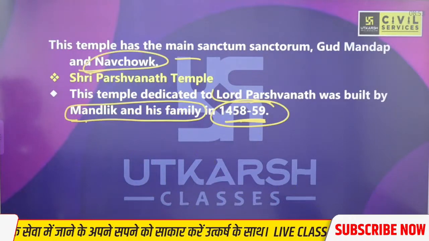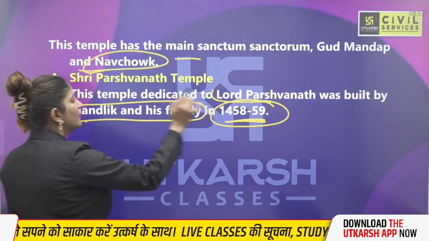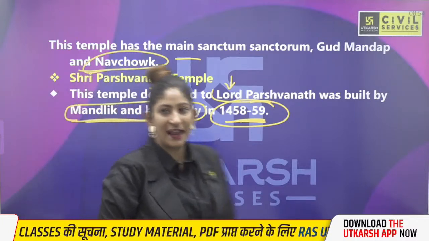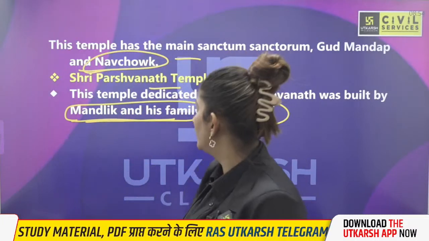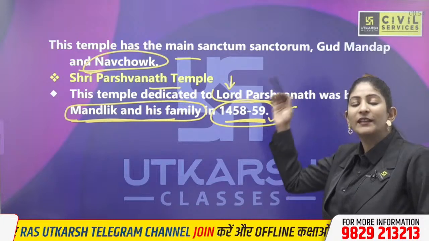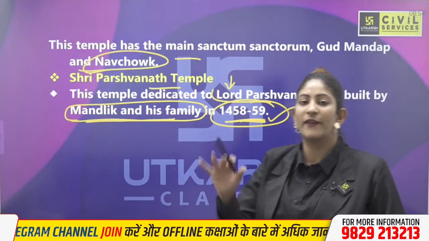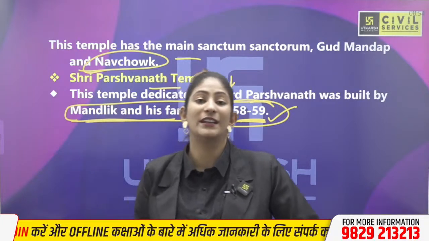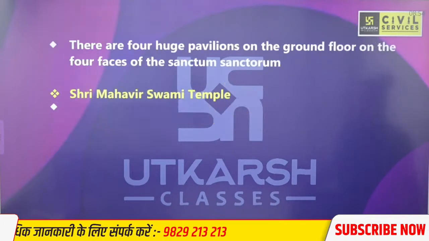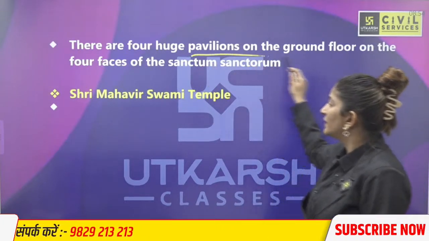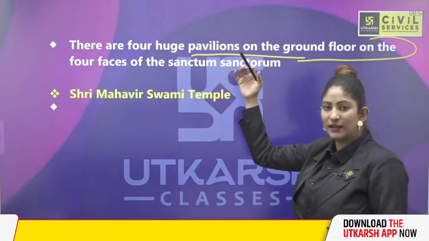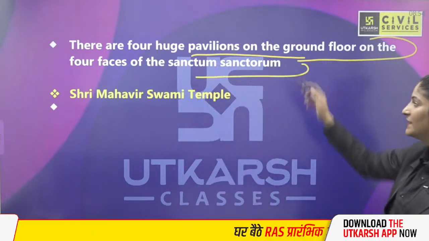Okay, so remember that Lord Parashwanath is the main deity of this particular temple, that is why it is named after him. Also, it is built by Mandlik and his family. Another thing that you have to keep in mind over here, when was it built? 1458-59. But here in the Pitallhar temple we see that the idol, which was made of Lord Adinath by 5 basic metals, goes back to when? 1468-1469. So here we have a little difference in the time. Moving on, let's talk about the other important things over here, is that there are 4 huge pavilions on the ground, and there is a basic ground that has 4 faces of the sanctum sanctorum.